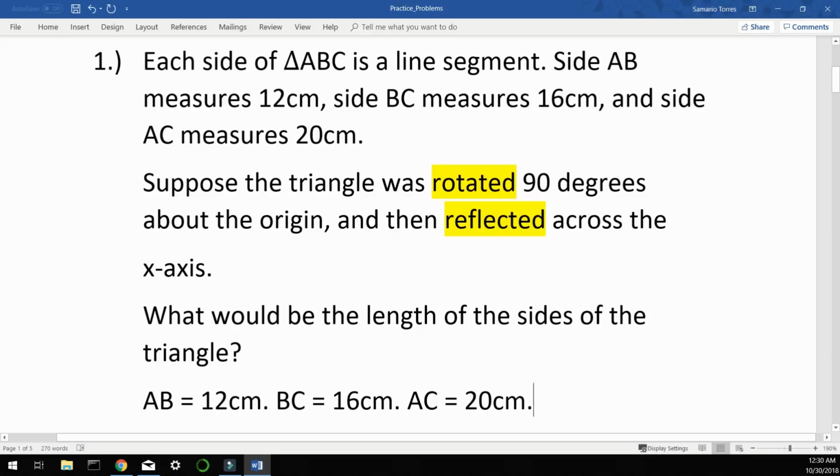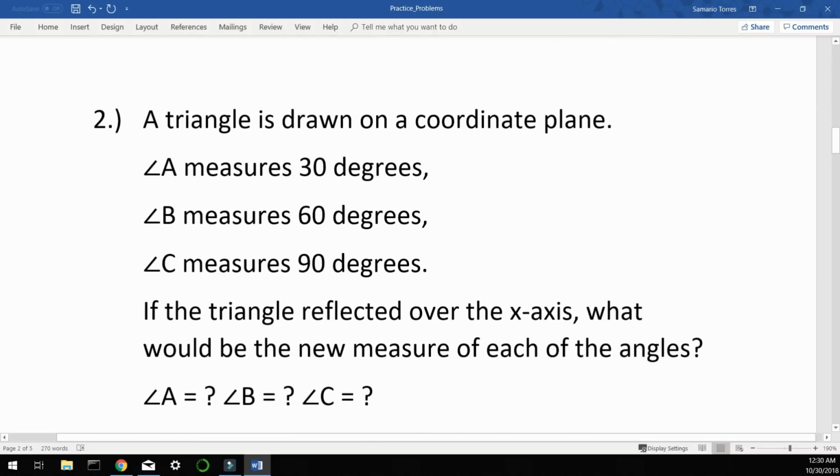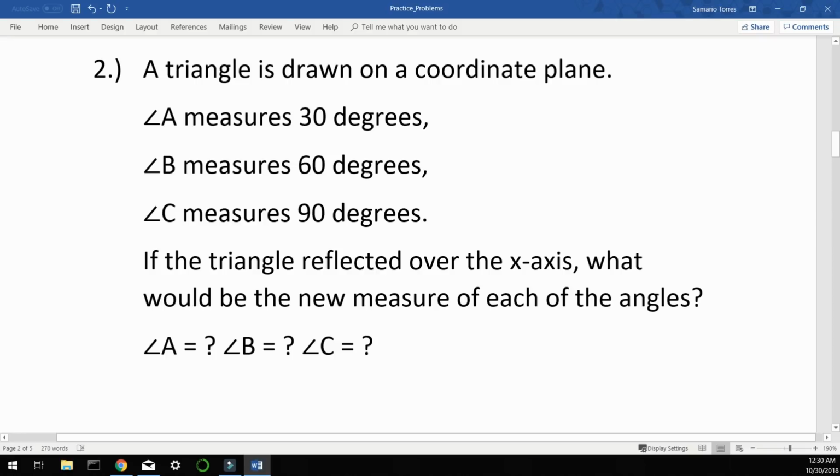You just have to read the problem a little bit and find the keywords. The keywords are the most important. All right, so let's look at this next example. This next example is number 2. It says a triangle is drawn on a coordinate plane, just the XY. It says angle A.